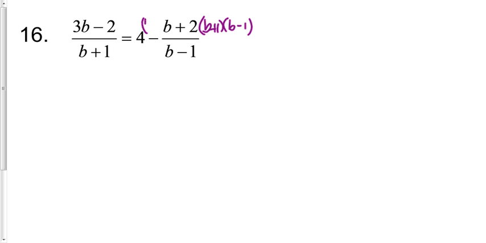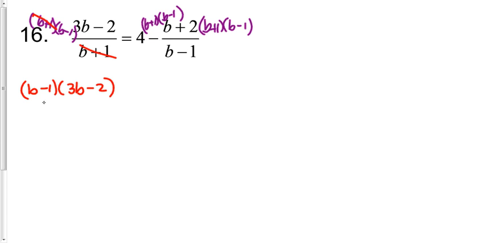So this is 4 times b plus 1 times b minus 1. And the first fraction, b plus 1 times b minus 1. Okay, so every term gets multiplied by the same thing. Now let's do our canceling. In the first fraction, the b plus 1 cancels out. And I have b minus 1 times 3b minus 2.